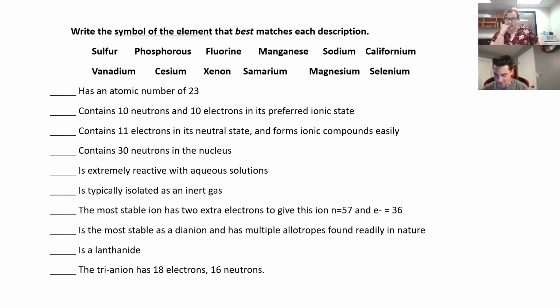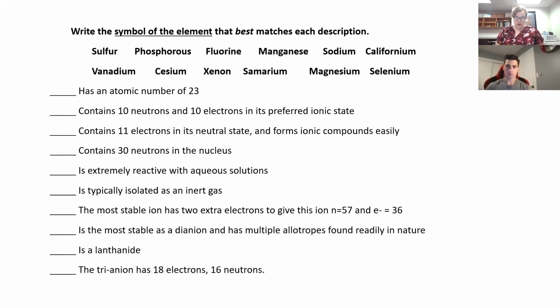Okay, I can't find it. It's the very first column, third row. Oh, there it is. It has an atomic number of 11. What does that mean? Protons. We have 11 protons. It also means that if we were neutral, we would have 11 electrons.